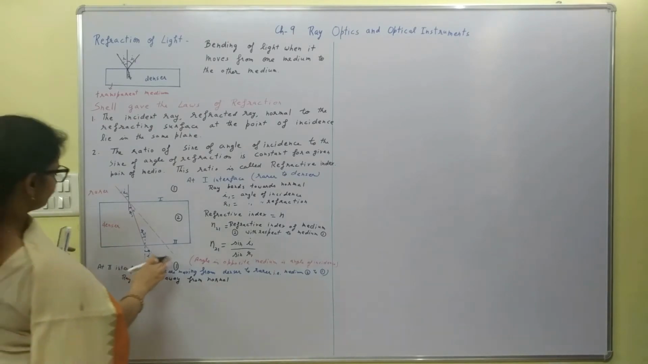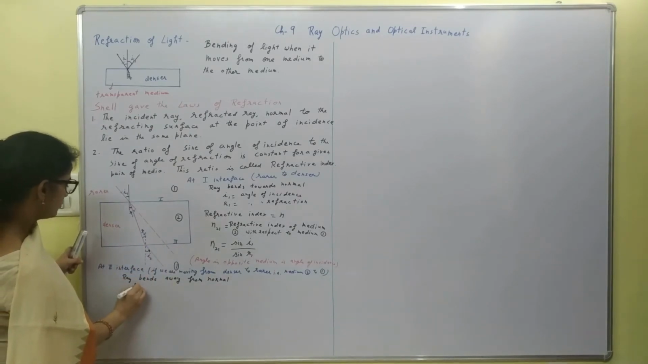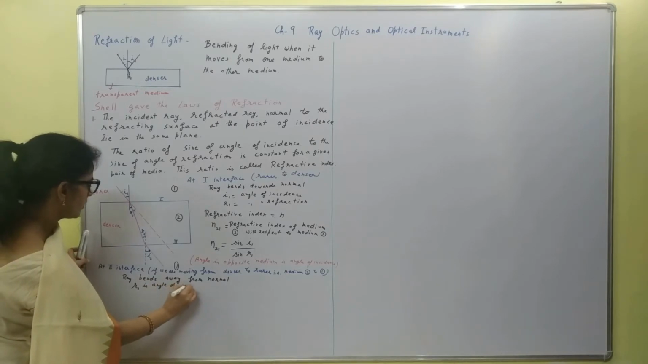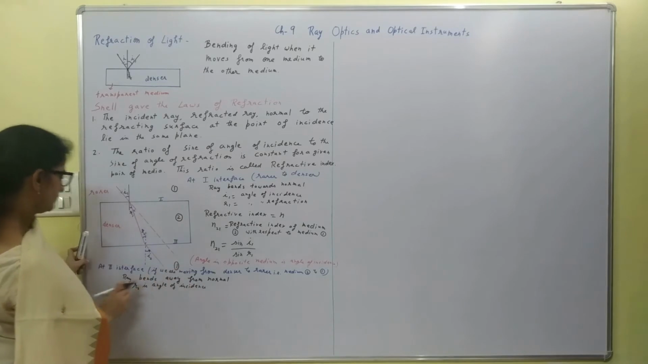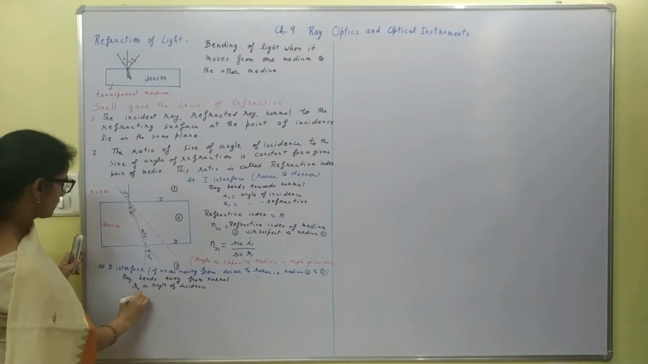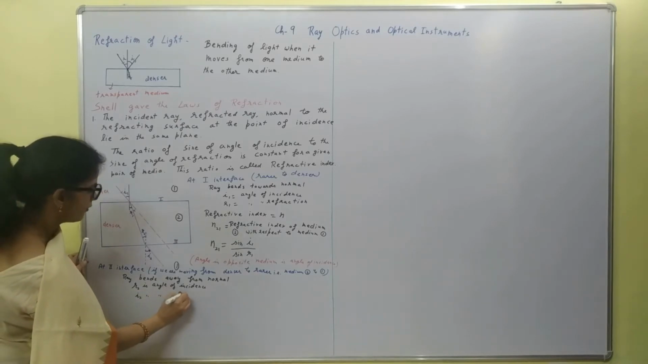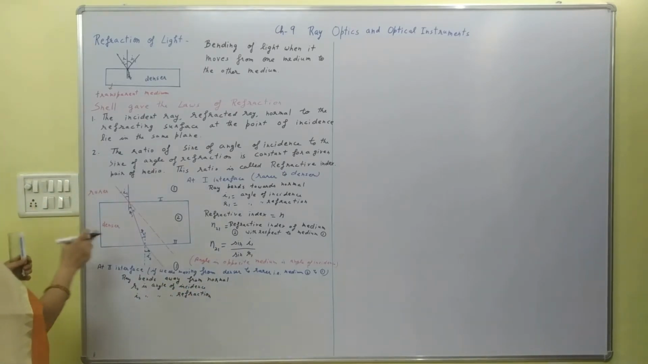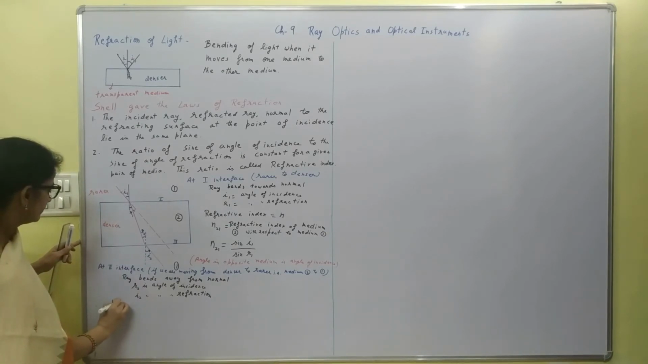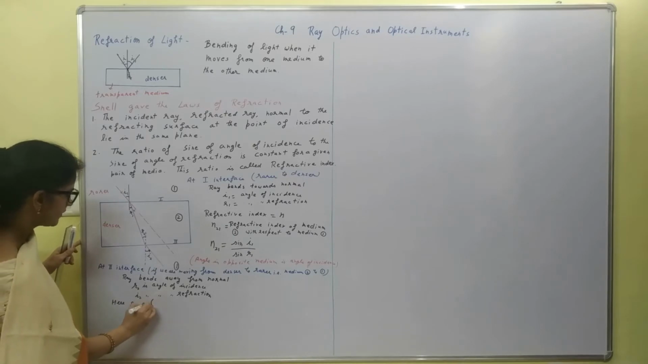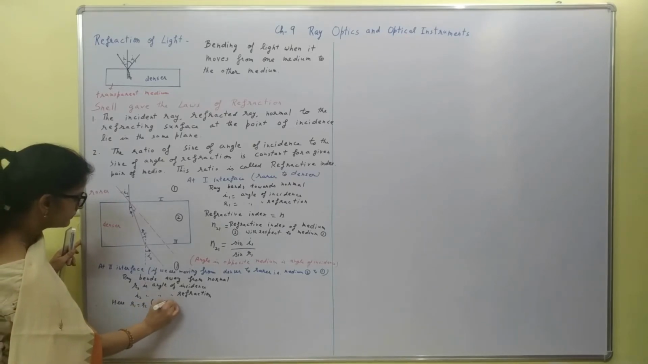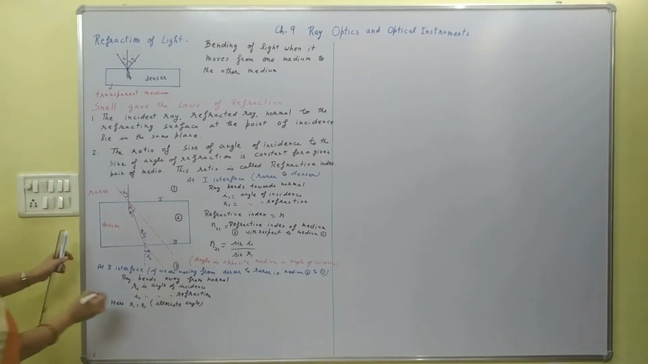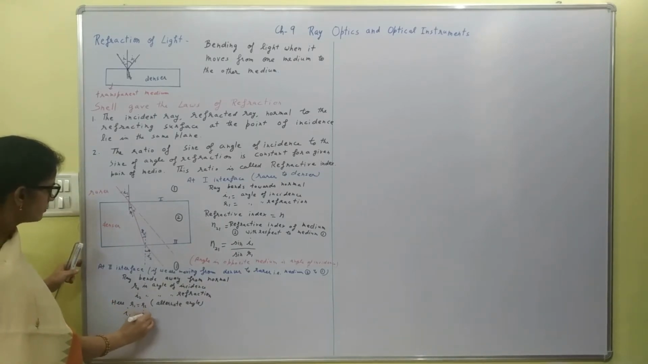Right? And R2 is angle of incidence for second surface, right? And I2 is angle of refraction for second surface, right? And it is also clear that here R1 is equal to R2, that is alternate angles in mathematics. So it can be proved that I1 is equal to I2.